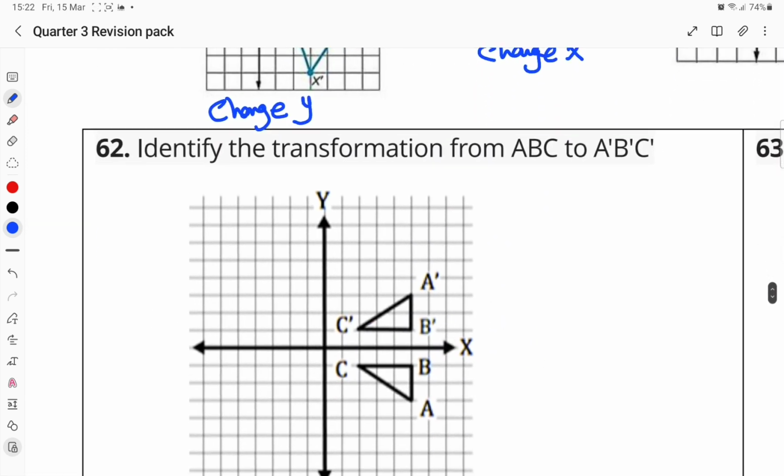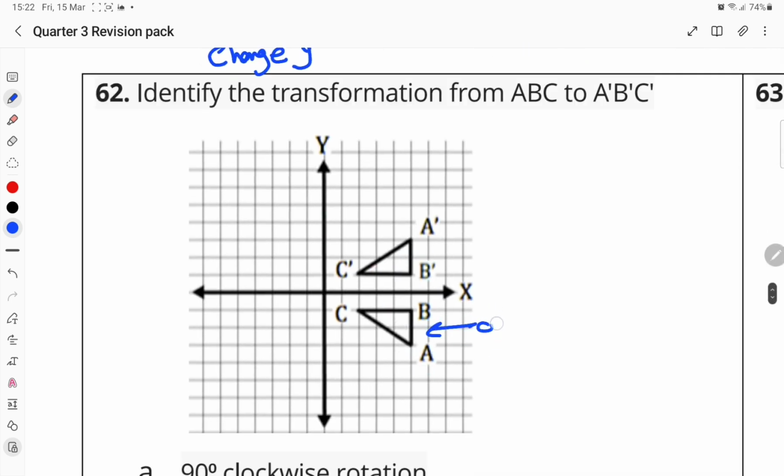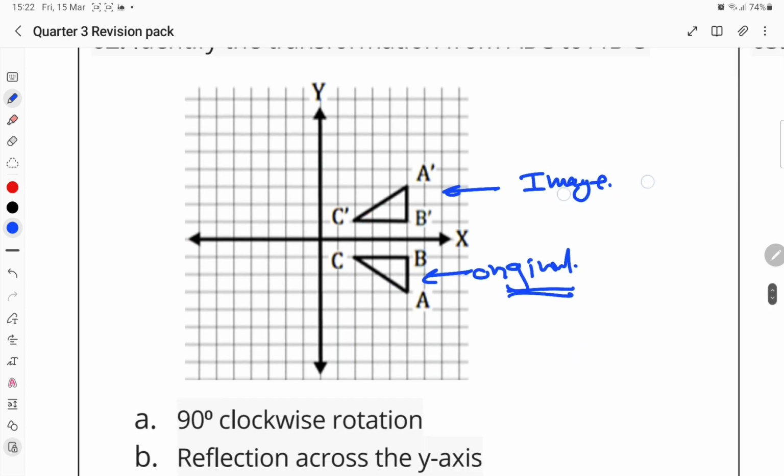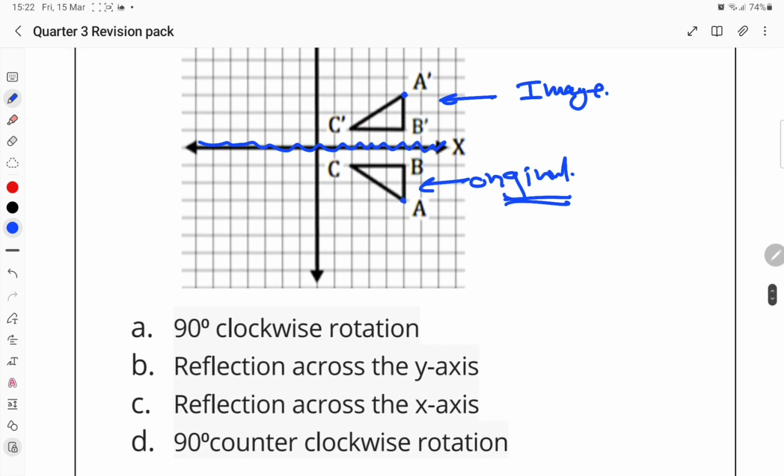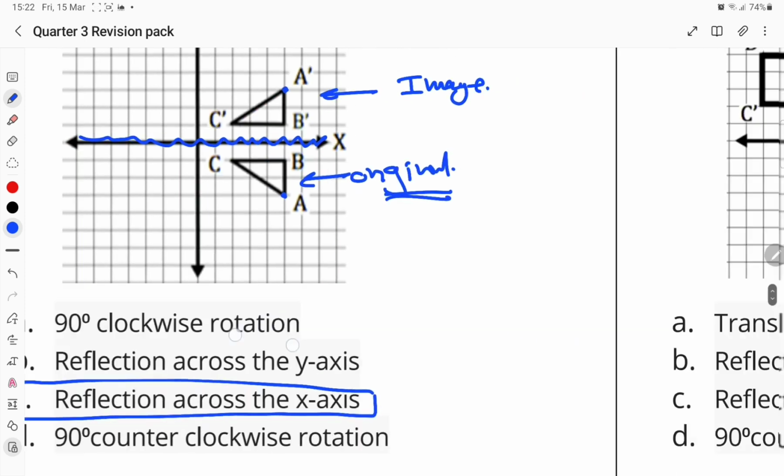Now, identify the transformation from ABC to A prime, B prime, C prime. So here is the original. In any image in this part, you should know where the original is and where the image is. Very good. You will notice that it is mirrored. B is 1 step away, B prime is 1 step away. C is 1 step away, C prime is 1 step away. And the same thing with A and A prime. So it is the mirror of it. What is my mirror? The x-axis is the mirror. So we will say that it is reflection across the x-axis.